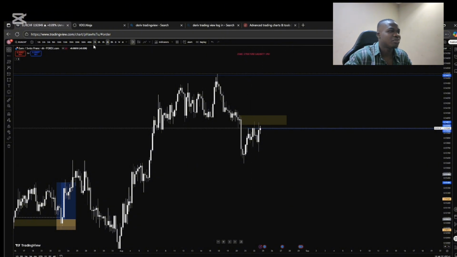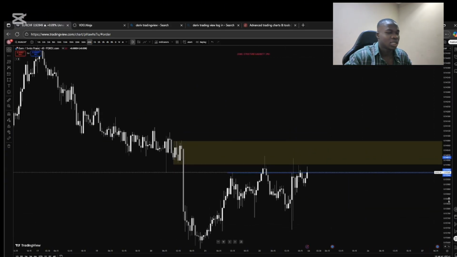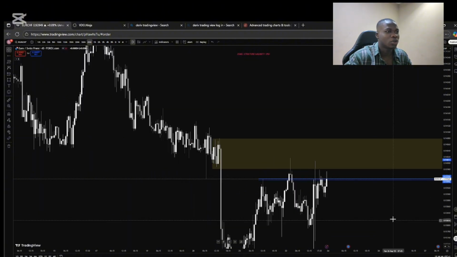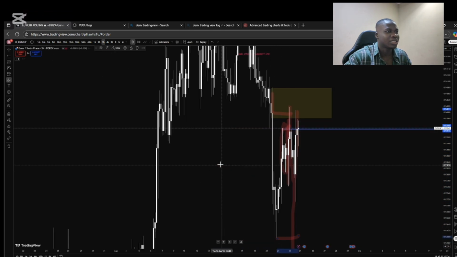Let's drop down to 45 minutes for you to see it very well. You can see this is the supply, and this is the engineered liquidity. Price engineered liquidity, swept the engineered liquidity and tapped into that supply. You can see price tapped into that supply the first time, then came to retest that zone the second time. So I'm expecting there should be a huge push by Monday morning to the downside.